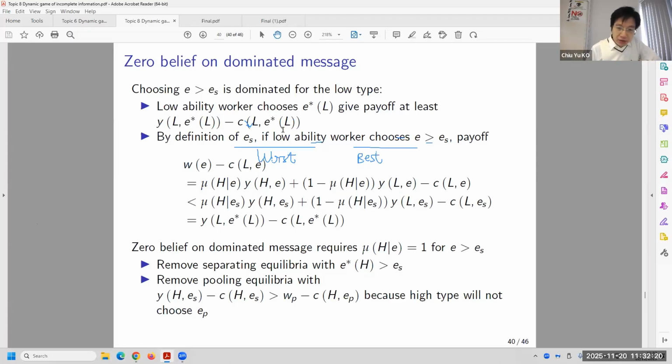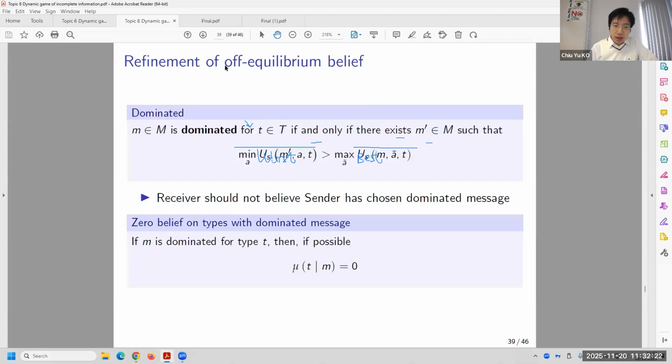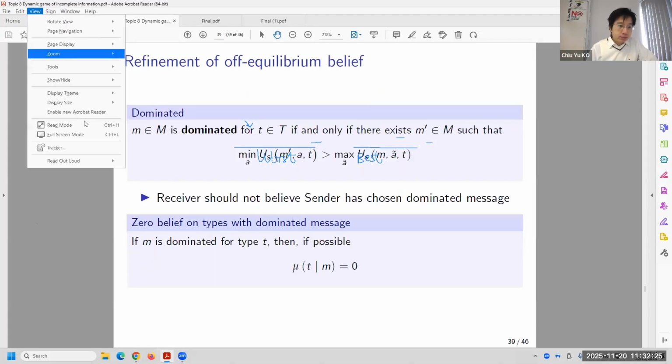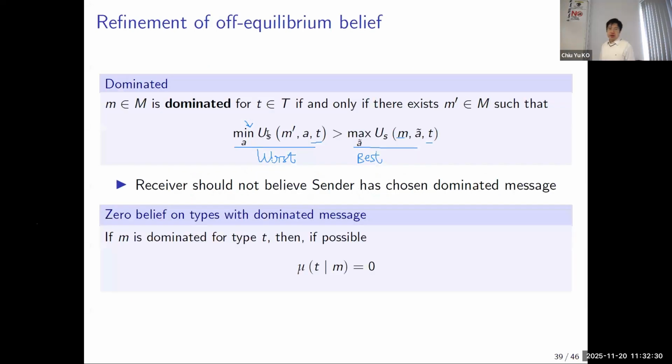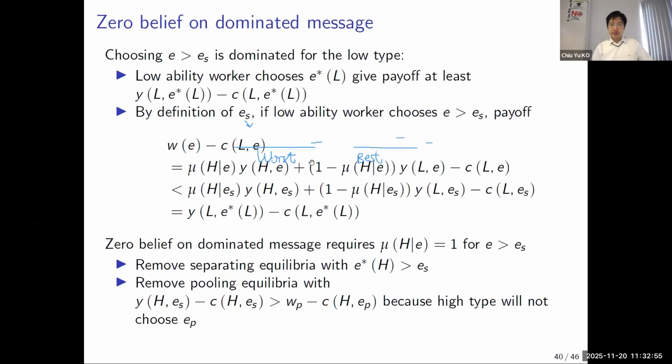So maybe let me continue. The idea of this refinement is saying that if some message, if sending it out would only lead to a worse outcome than the worst case, even the best possible, then you would never expect anyone to send this, even off equilibrium. So this is a refinement of equilibrium.